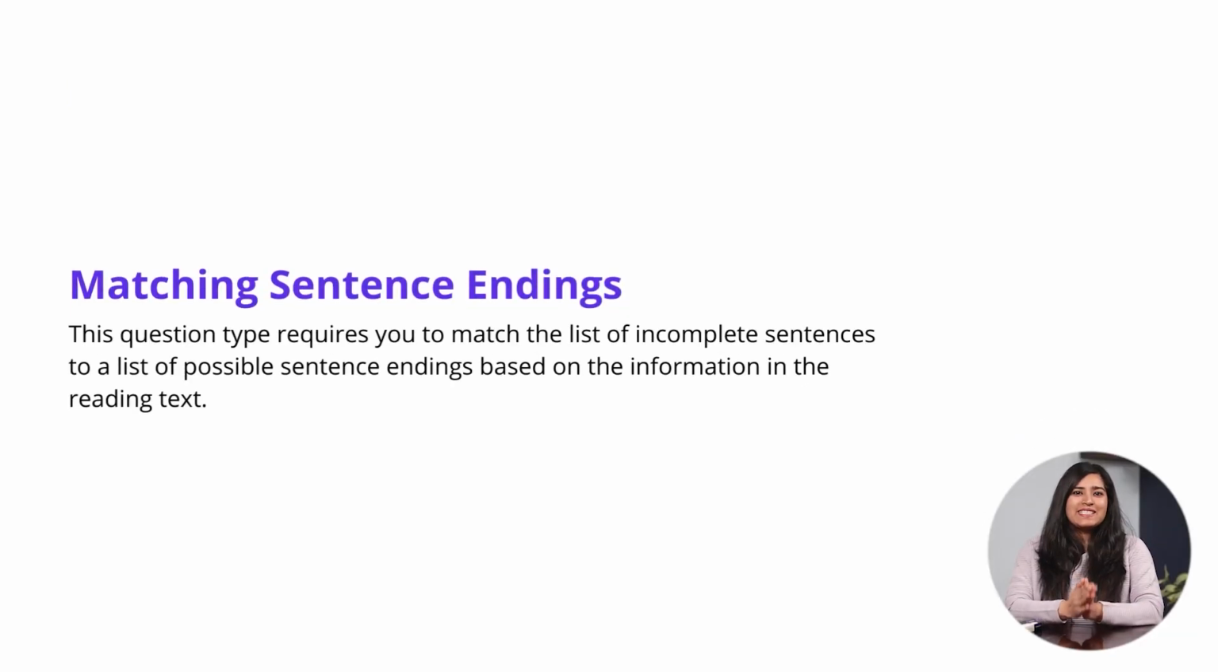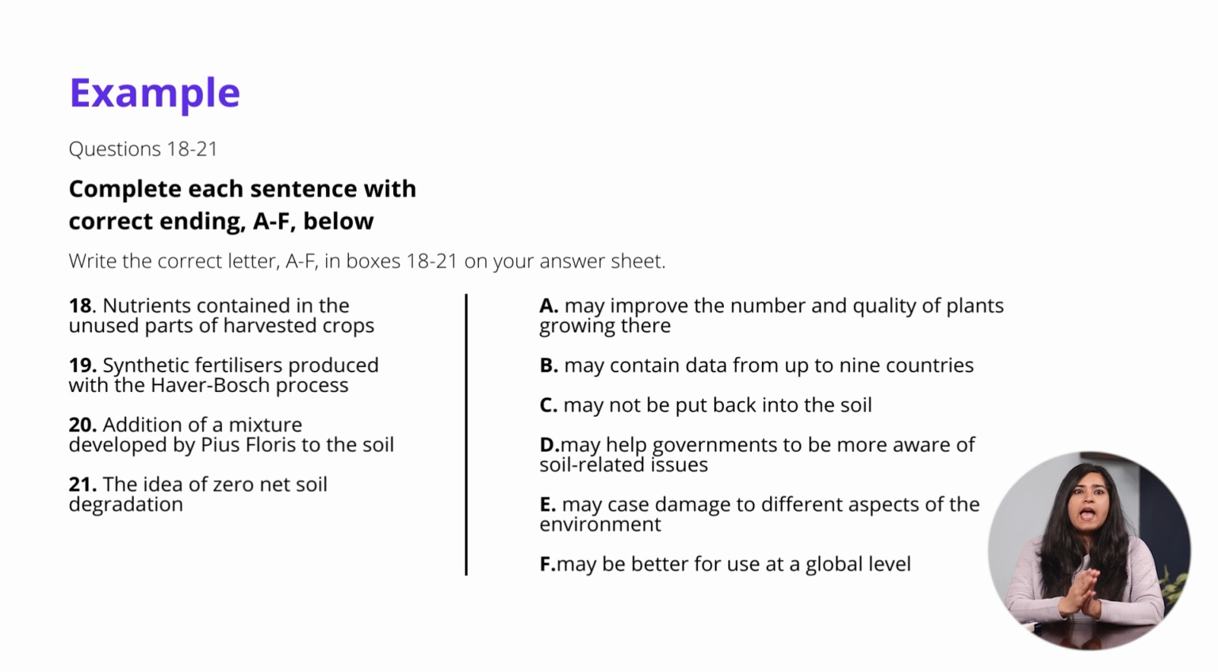Moving on to matching sentence endings. You will have a list of incomplete sentences and you will have to match them to the sentence endings listed with the help of paragraphs. For example, as we can see here, and we'll read through the instructions first. Complete each sentence with the correct ending. We can see 4 questions and 6 endings that have to be matched.